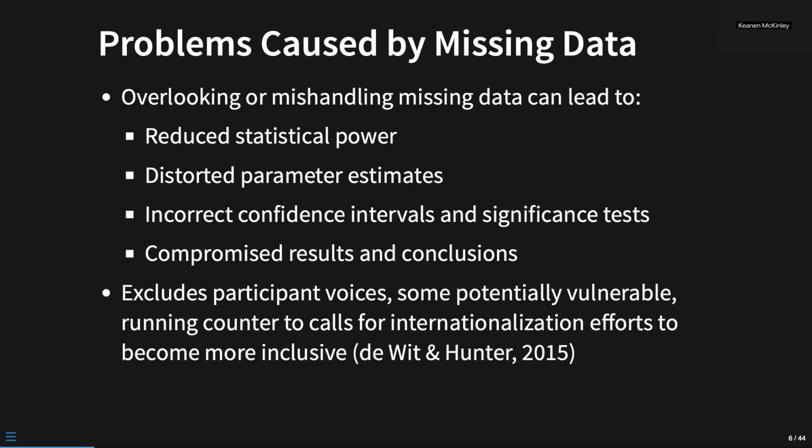Some of the problems caused by missing data are reduced statistical power, distorted parameter estimates, incorrect confidence intervals and results with our significance tests, and really just compromised results and overall conclusions from our data. And from an ethical perspective, we're excluding participant voices, individuals that may not be responding to survey items for particular reasons, and those voices aren't being captured within our data and our results.